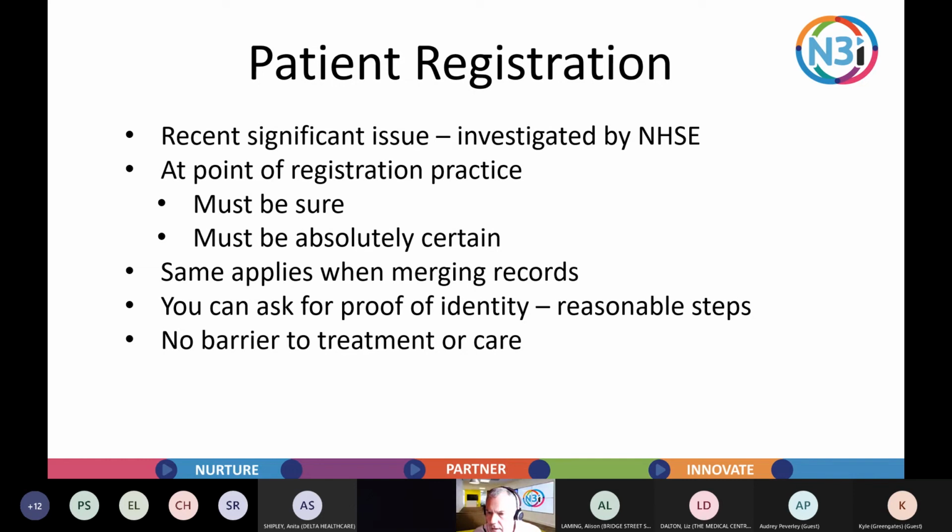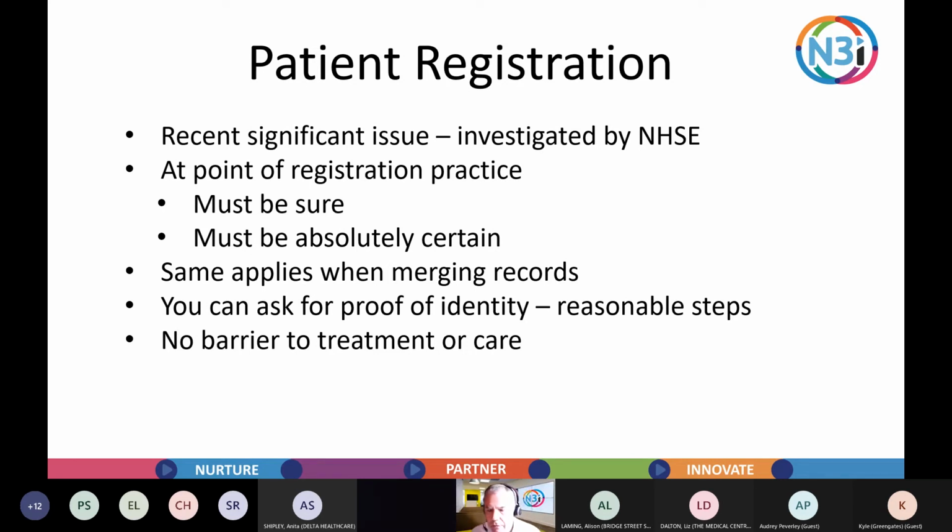But I still think there are reasonable things that you can do without crossing that threshold, without making it difficult, without sending people away who clearly need treatment. That must never happen. But at the same time, we can put in reasonable requirements to be absolutely certain that we know who people are when they're being registered. Okay, I'll not labour that point. I think I've gone over it enough, but hopefully you get the message.